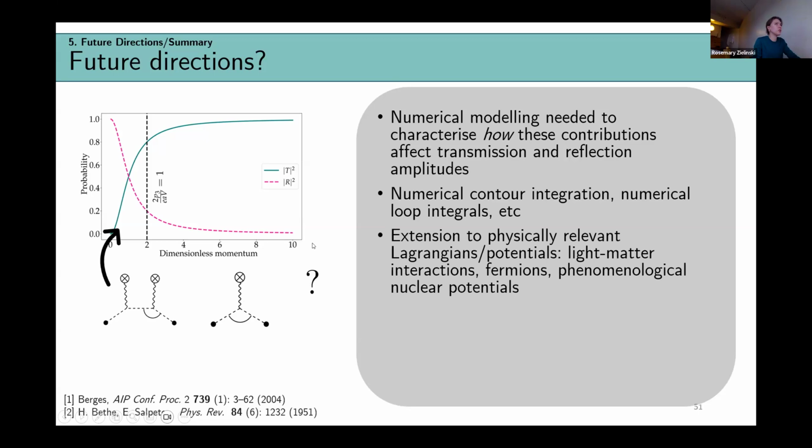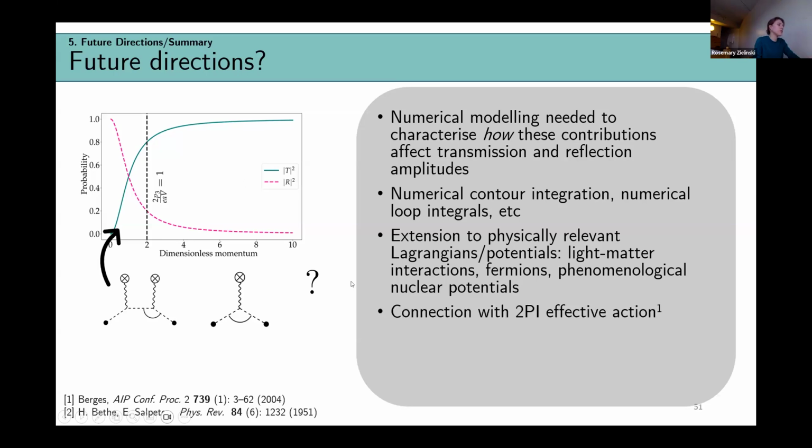And just going back to what originally motivated this problem, we want to extend this to physically relevant Lagrangians and potentials, things like light-matter interactions, fermions, or phenomenological nuclear potentials. So we know that in the context of something like false vacuum decay, when we add loop corrections, the effect is actually different, whether the loop correction is a fermion or a scalar. So it's natural to wonder whether this will also be the case for the quantum tunneling that I'm considering here.